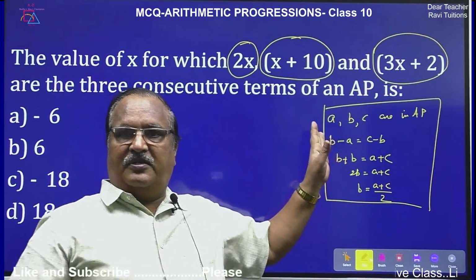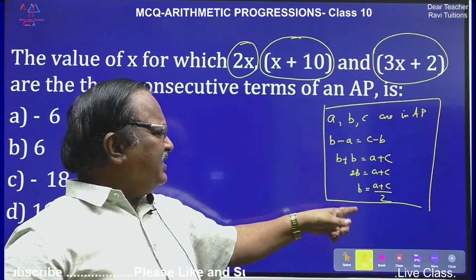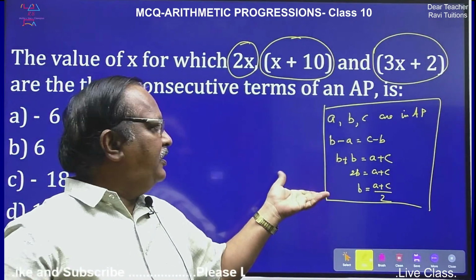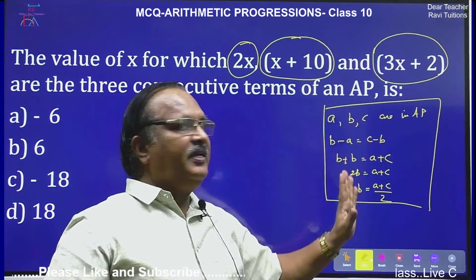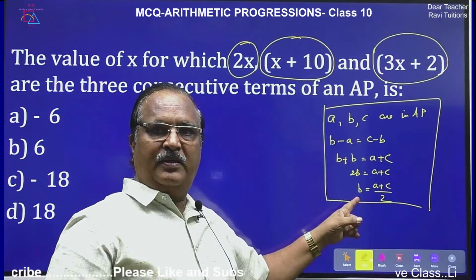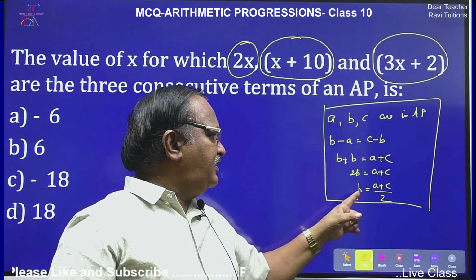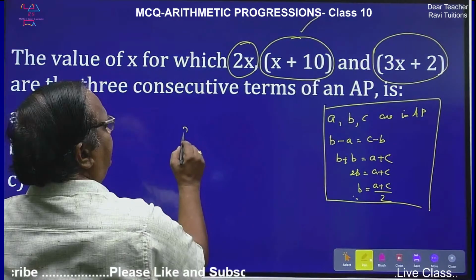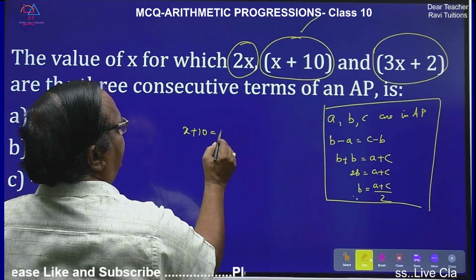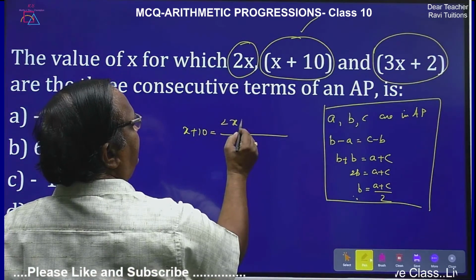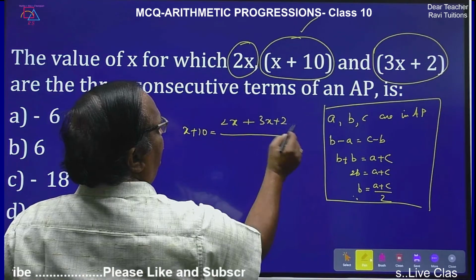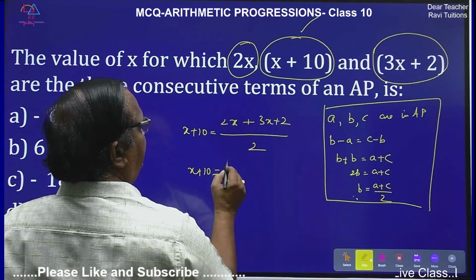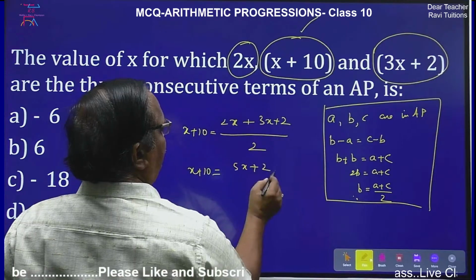So very important concept. You may be getting the same question even in the MCQ questions also, or 2 marks questions also. If A, B, C are in AP, if 3 terms are in AP, the middle term is arithmetic mean, which is equal to A plus C by 2. So now here middle term is x plus 10. So x plus 10 is equal to first term 2x plus 3x plus 2 by 2. So how much? X plus 10 is equal to 5x plus 2 by 2.